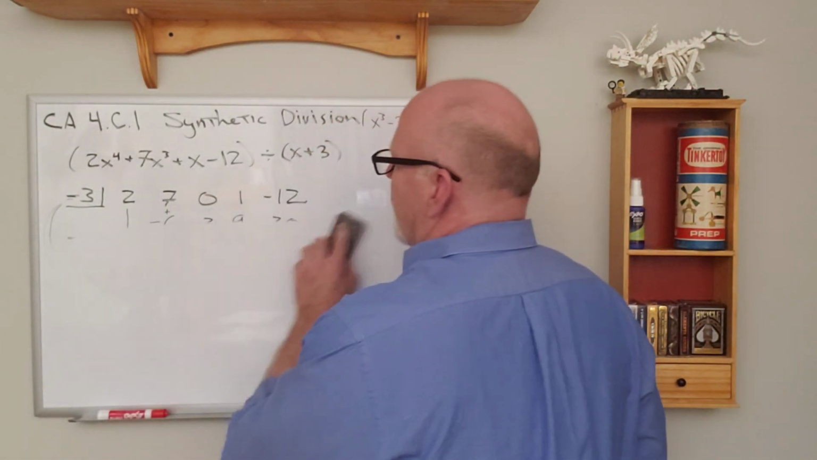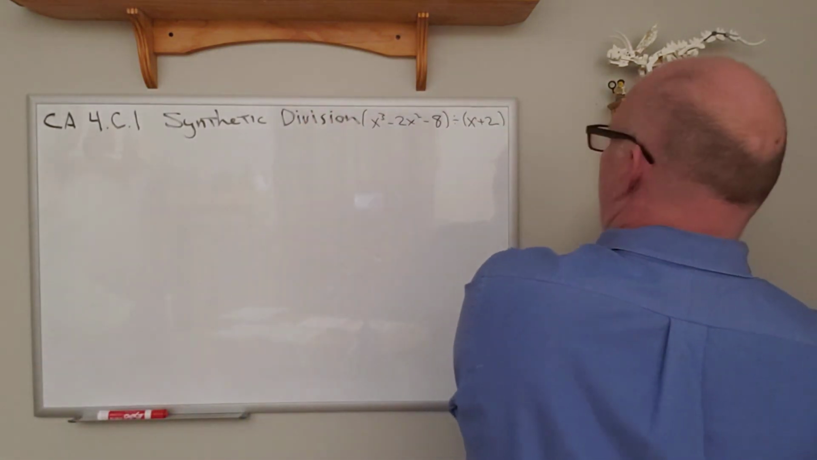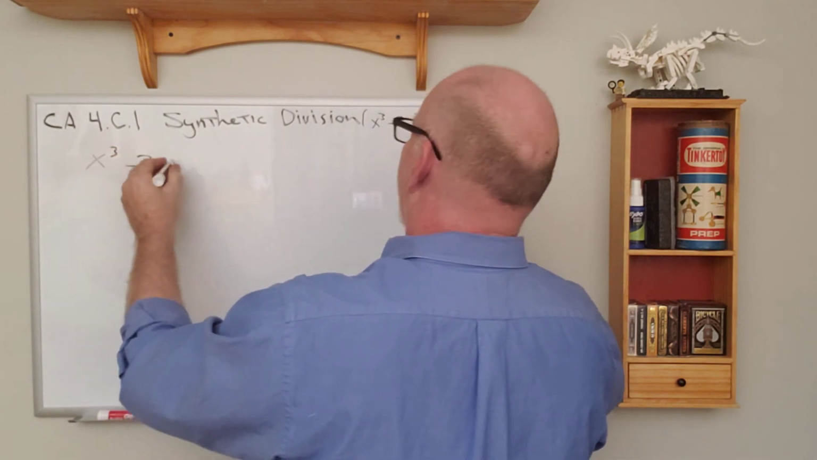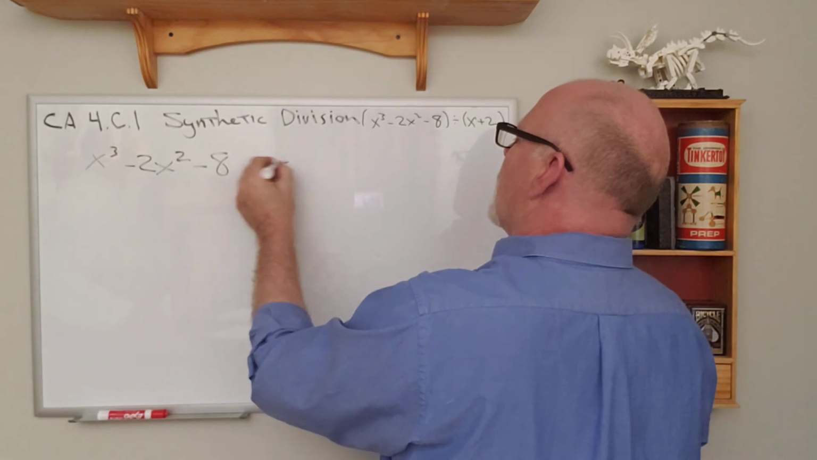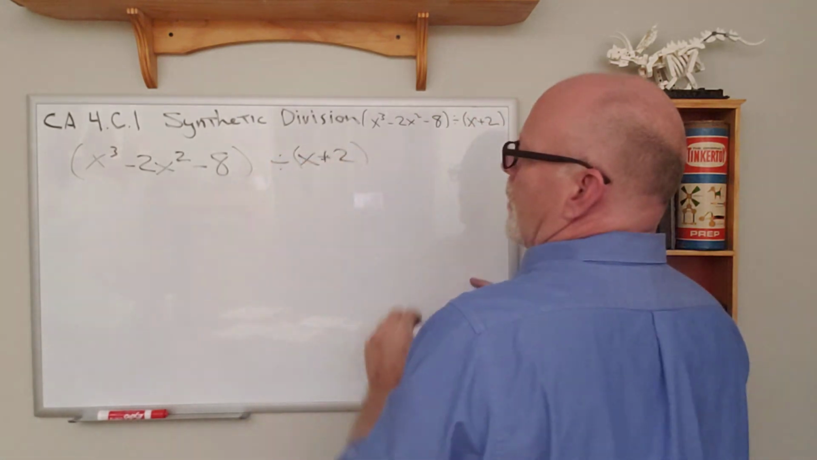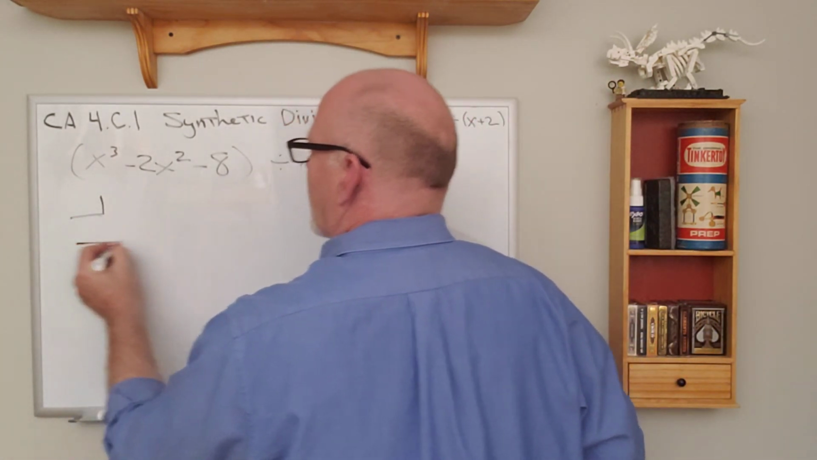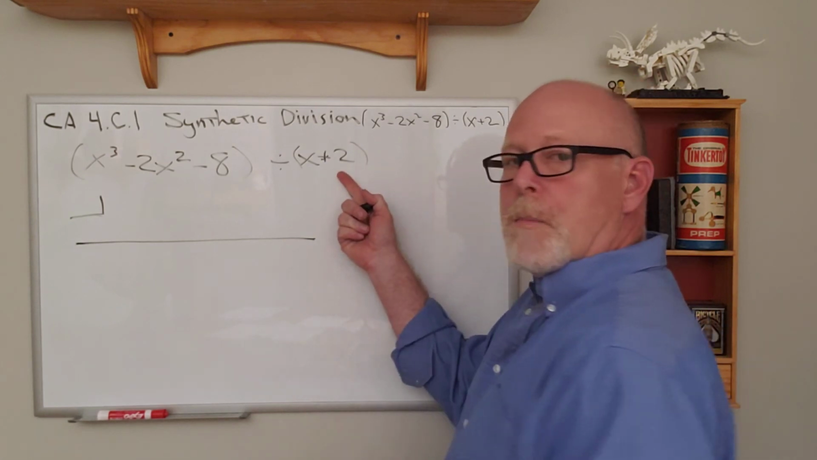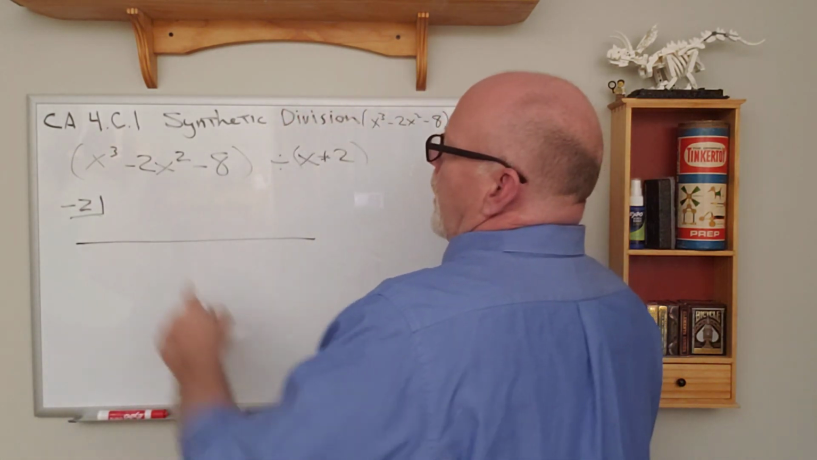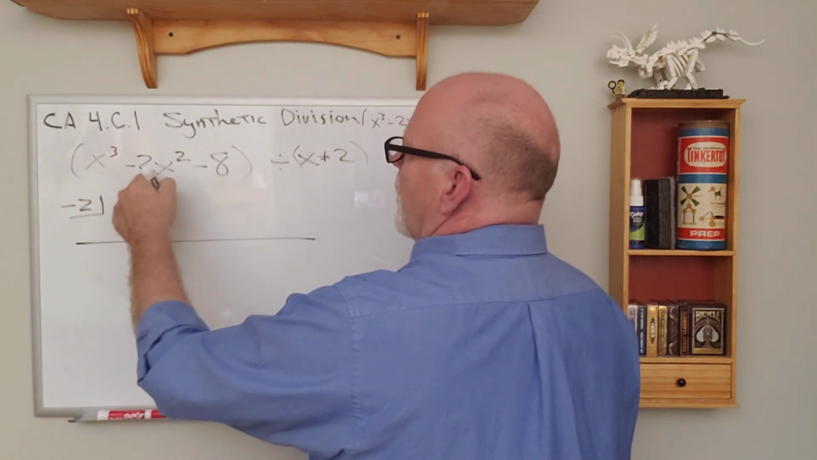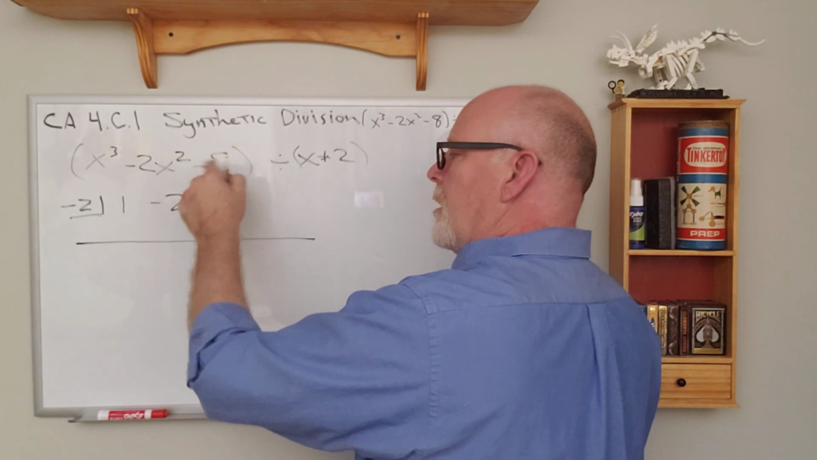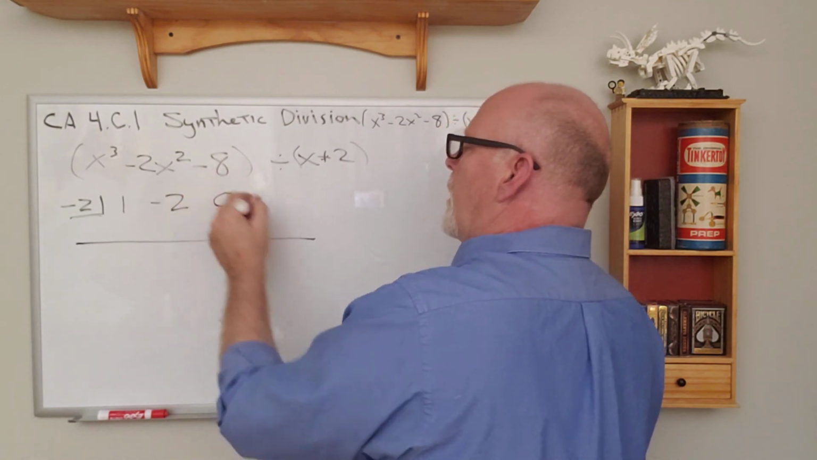Let's try another one. Got it written here for ease. We've got x cubed minus 2x squared minus 8, and we're dividing by x plus 2. So our setup, bracket, line. We know what goes in the bracket. It's going to be the opposite of this, so negative 2. And then we've got an x cubed term of 1, minus 2, we're missing an x term, right? We go straight from our x squared to our constant. We need to put that placeholder 0 in, and then our negative 8 here.